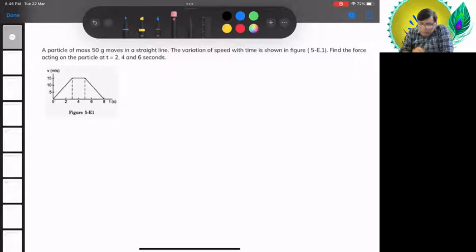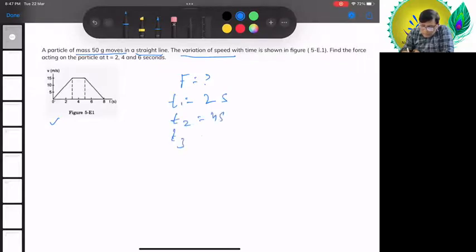Here we are seeing that a particle of mass 50 gram moves in a straight line. The variation of speed with time is shown in the figure. Find the force acting on the particle. What do we want to know? We want to know the force acting on the particle at time t equal to 2 seconds, t equal to 4 seconds, and t equal to 5 seconds. What will be force 1, force 2, force 3?